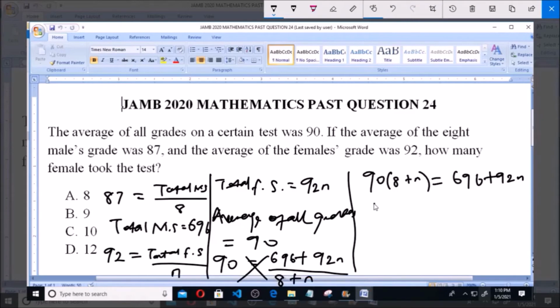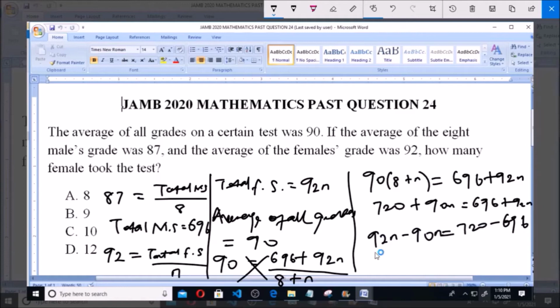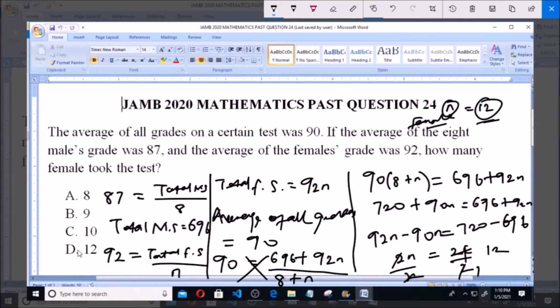Opening the brackets, we have 720 plus 90n is equal to 696 plus 92n. Now collecting like terms, we have 92n minus 90n is equal to 720 minus 696. This will give us 2n is equal to 24. Dividing both sides by the coefficient of n, which is 2, 2 cancels 2, and 2 in 24 is 12. So therefore, n is equal to 12. And like we know, n here represents the number of females that took the test. So the number of females that took the test is equal to 12, which is option D.